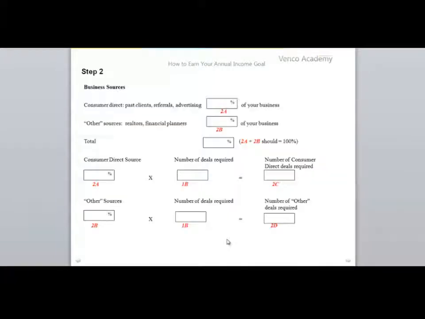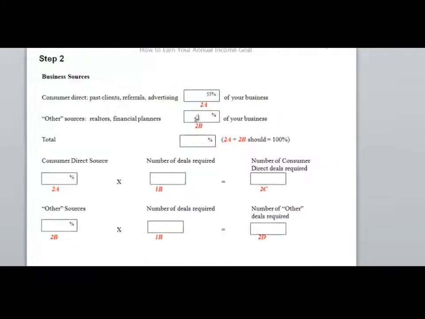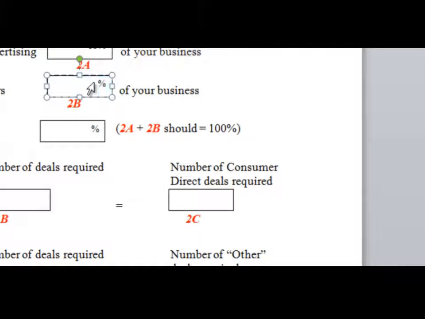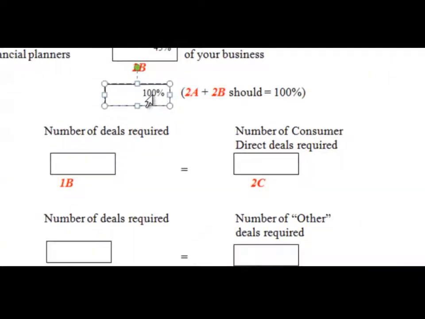You're going to be needing those numbers later on as you work through this process and some of the formulas of calculation. The next step, step 2, we're going to look at the business sources. So you need to know in your business what percentage of your business comes from consumer direct. What amount of business do you get from your past clients, from referrals from your past clients, or from advertising directly to the consumer? In my example, I'm going to use 55%. That I think 55% of my business comes from consumer direct sources. So that would mean that the balance of my business has to come from other referral sources, such as realtors or financial planners. So that would be 45%. The two, of course, should total 100%.